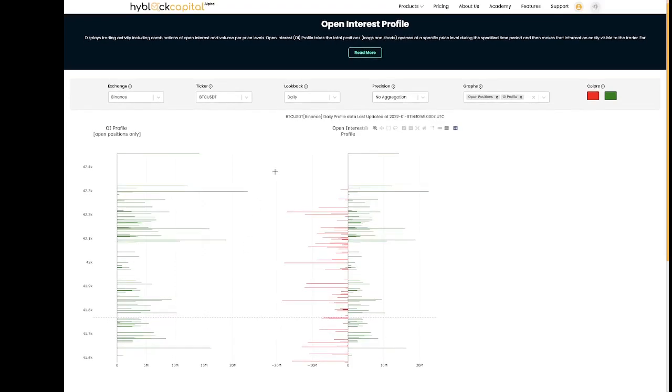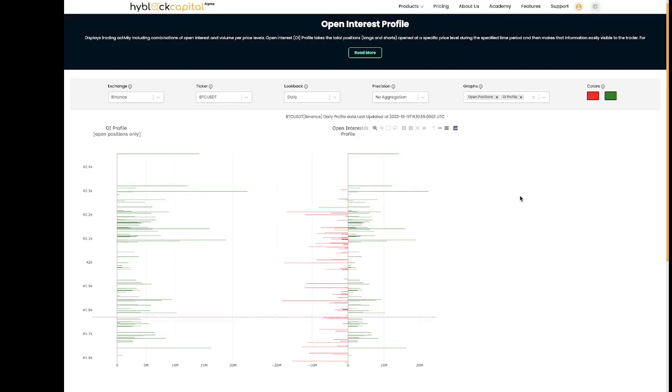To get started, you can see on my screen I'm looking at two profile graphs for BTC USDT. That includes OI profile, open positions only on the left, and my open interest profile on the right. Each of the lines on the graph represents the value of that indicator at different price levels. The graph on the left is filtered by positive open interest values, so when positions are opening. This can be useful if you only want to focus on where positions have opened and ignore where positions have closed. The open interest profile includes both positions that have opened and closed. So you have open positions on the right and closed positions on the left.